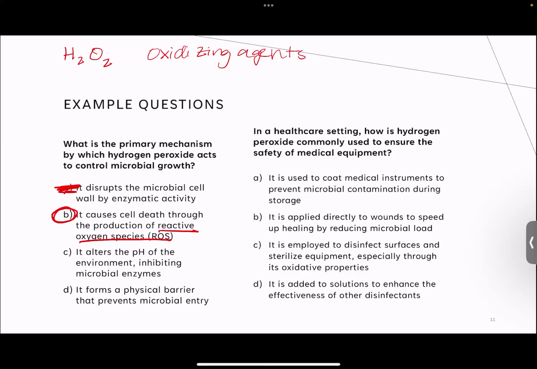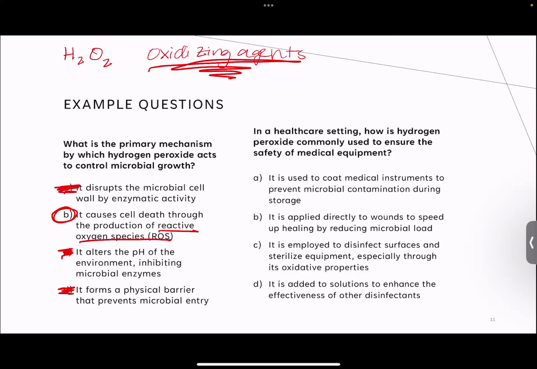Reactive oxygen species are oxidizing agents. They're going to cause electrons to be moving around. Does it alter the pH of the environment, inhibiting microbial enzymes? I can't guarantee you that hydrogen peroxide can't change the pH some, but is that the primary mechanism by which it acts? No. Does it form a physical barrier? No, it's going to be that reactive oxygen species one.